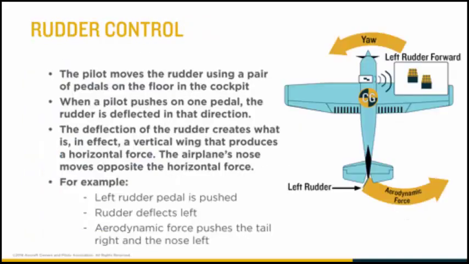Alright, so the rudder. The rudder is located on the back of the vertical stabilizer. The pilot moves the rudder using a pair of pedals in the cockpit. When a pilot pushes on one pedal, the rudder is deflected in that direction. For instance, if the pilot pushes the left pedal forward, the rudder is deflected to the left. The deflection of the rudder creates what is in effect a vertical wing that produces a horizontal force. This horizontal force will point the nose in the direction that is desired. Remember, we call it yaw.